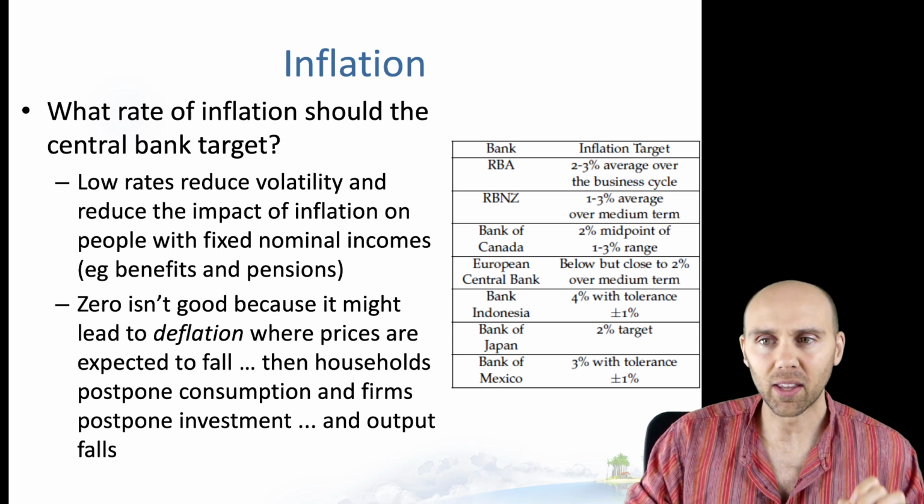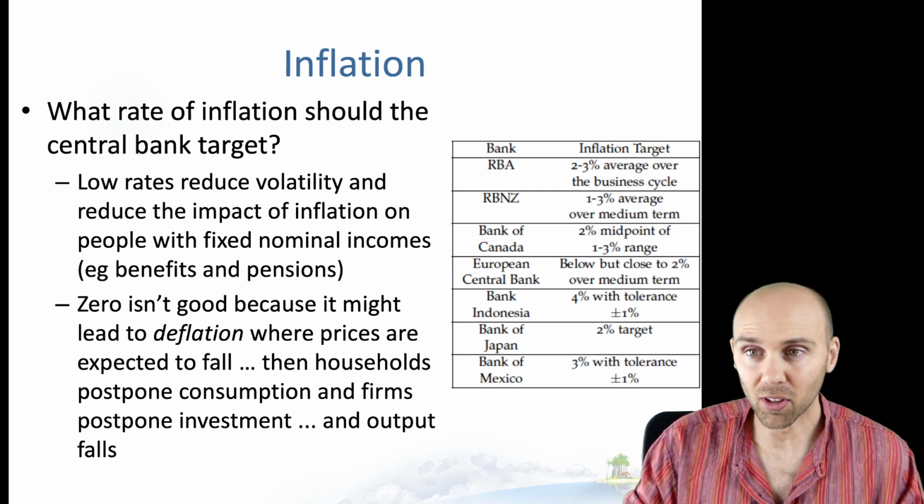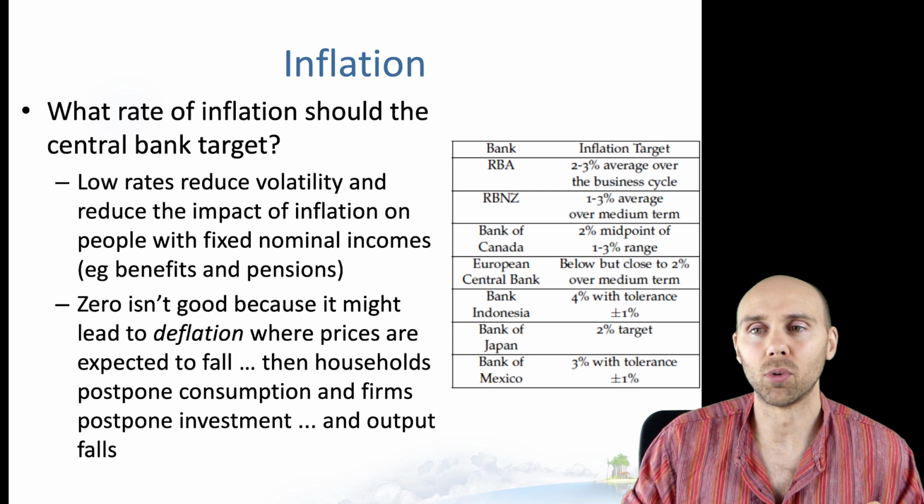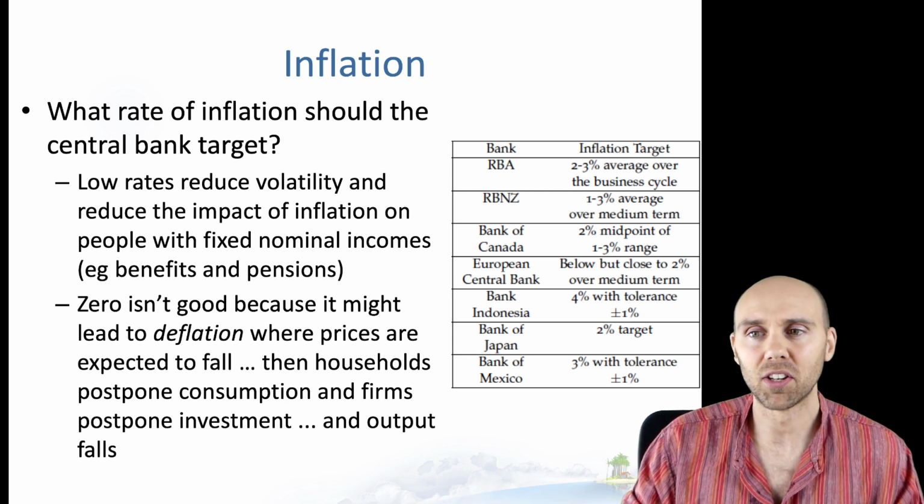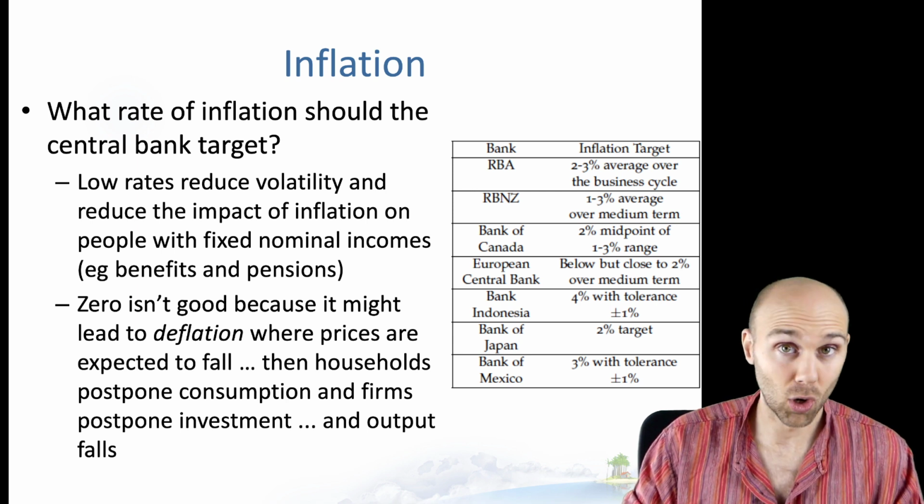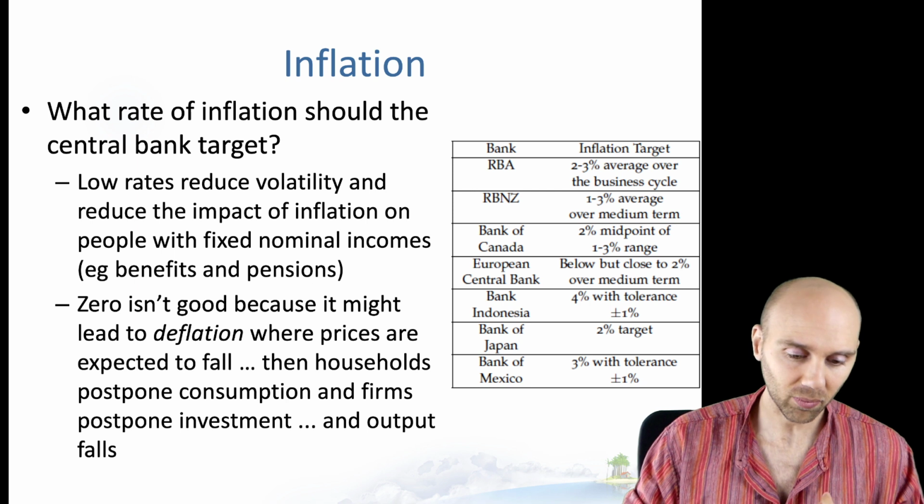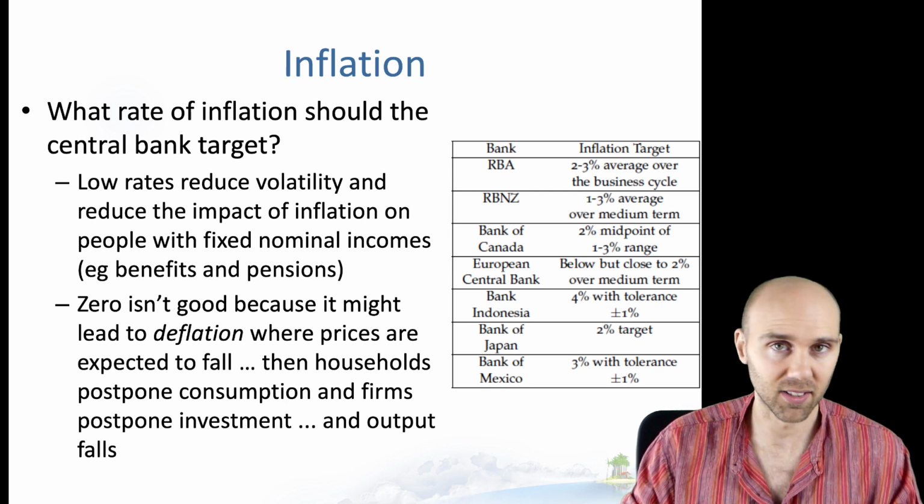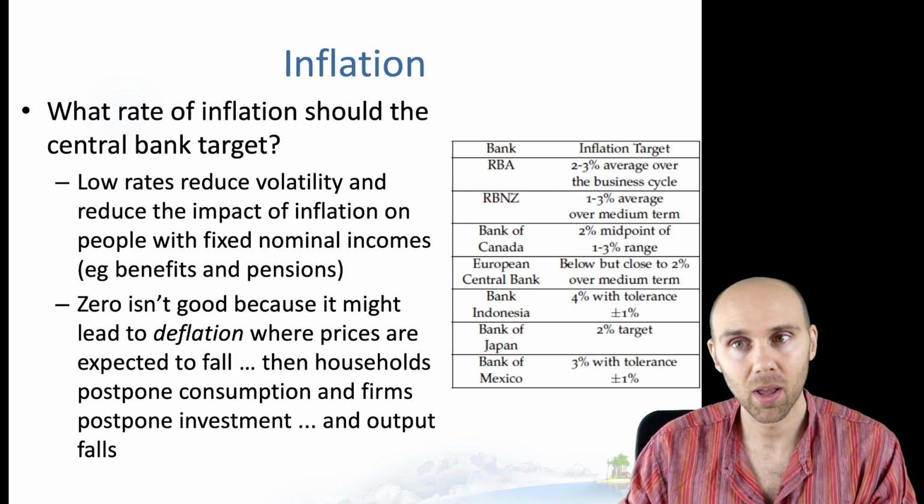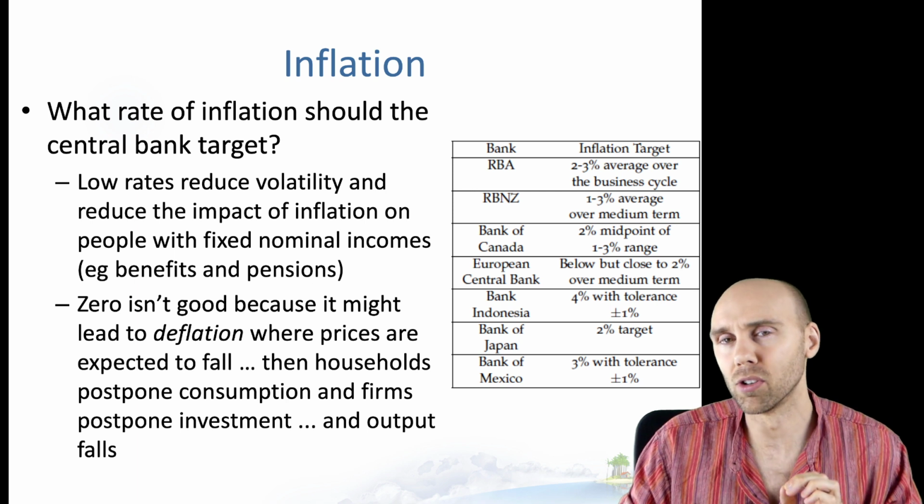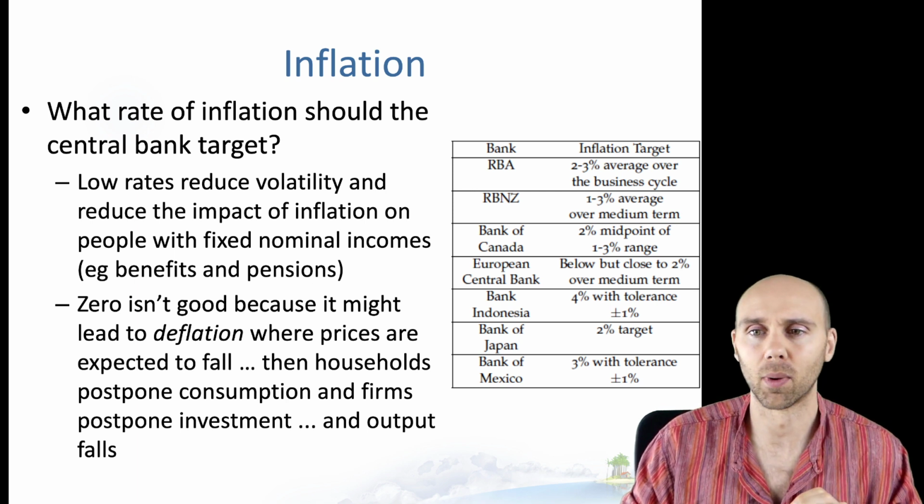It keeps the inflation, keeps the volatility low, and it reduces the impact of this sort of inflation on people with fixed nominal income. So say you're getting benefits and pensions, or any sort of thing which is not indexed to inflation, every year you're getting $50,000, but the prices are going up. You want to keep that target rate low so those people aren't disadvantaged too much.